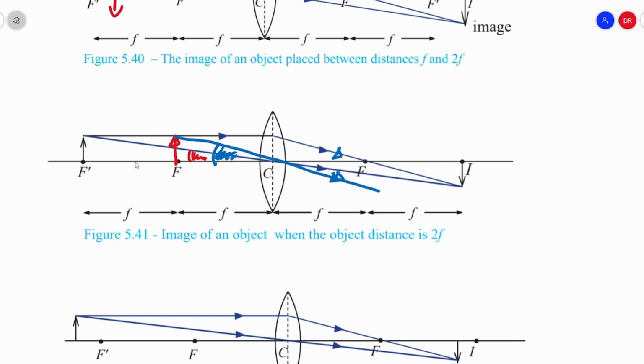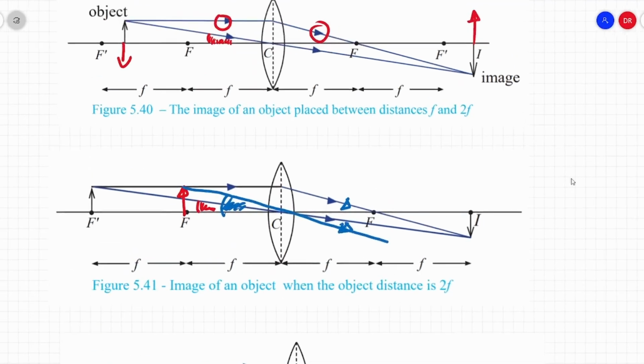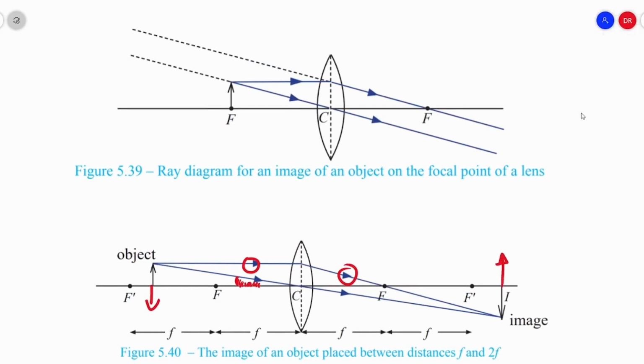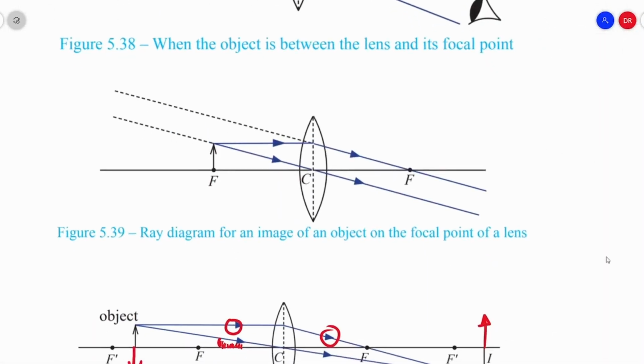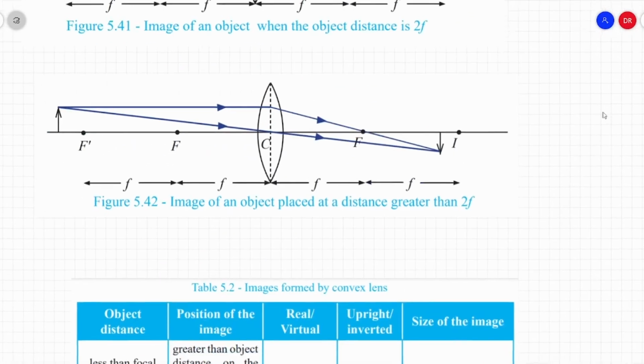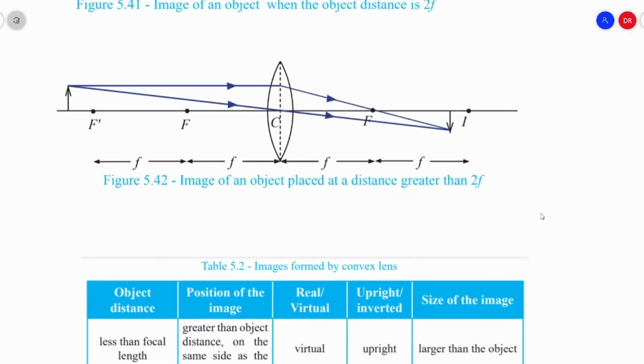In here, normally we can remember that inverted images are real and upright images are virtual. This kind of thing is there, but when you are drawing and doing the questions, it's better to draw the ray diagram. If you are a genius, you can just remember the things. Now we are going to consider the last point of this.